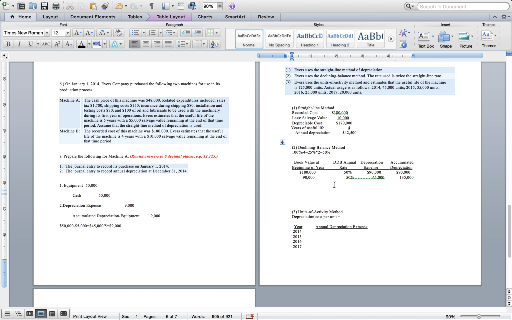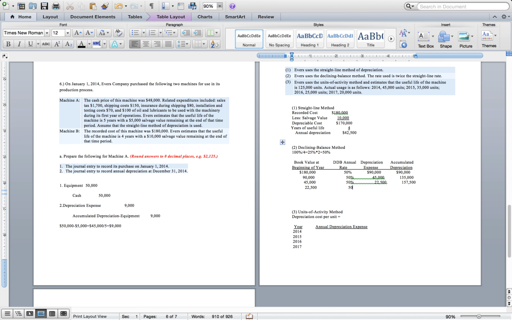All right, now we go to the next year. To get our book value here, take the 180 minus the 135, which leaves you with 45,000. Now our rate is not going to change. That's still going to be 50%. So now we take 50% of 45,000, which is 22,500. Again, you take 22,500 plus the 135,000. That would be 157,500. So now, to get our book value of the last year, take the 180,000 minus the 157,500. You have $22,500 book value at the end of the year.